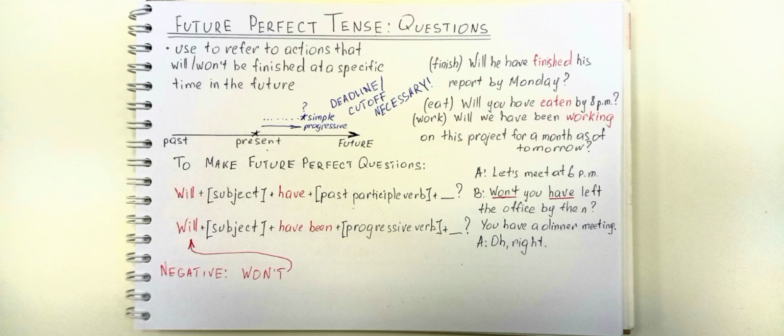So this is a confirmation question. Will we have been working on this project for a month as of tomorrow? You could say, yes, we will have been working for a month. Or no, we won't have been working for a month yet. Something like that could be the reply. So this is probably a confirmation question about how long a project has been in progress.